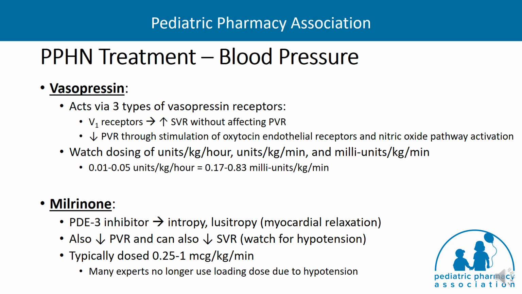Vasopressin does not act via alpha or beta receptors like the previous drugs we just mentioned, but rather via 3 subtypes of vasopressin receptors. V1 receptors have potent vasoconstrictor properties on the systemic vasculature with minimal effect on the pulmonary vasculature, leading to decreased pulmonary to systemic arterial pressure ratio. Additionally, vasopressin is thought to produce pulmonary vasodilation via stimulation of oxytocin endothelial receptors and subsequent nitric oxide pathway activation. So that potentially makes vasopressin an ideal agent for PPHN when thinking about those mechanisms.